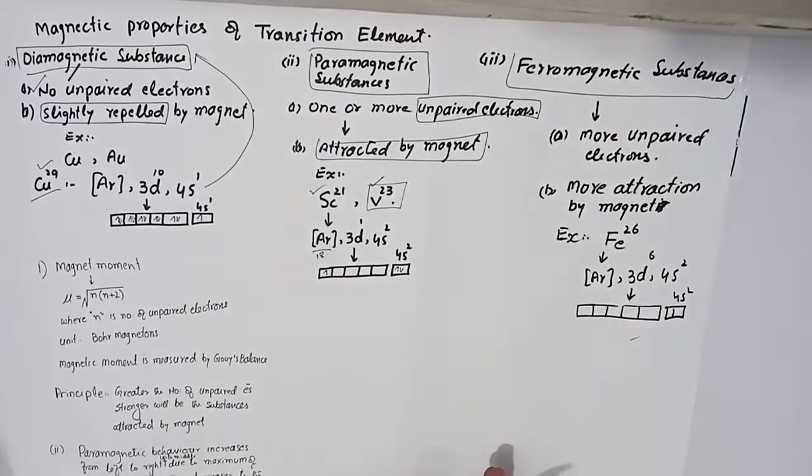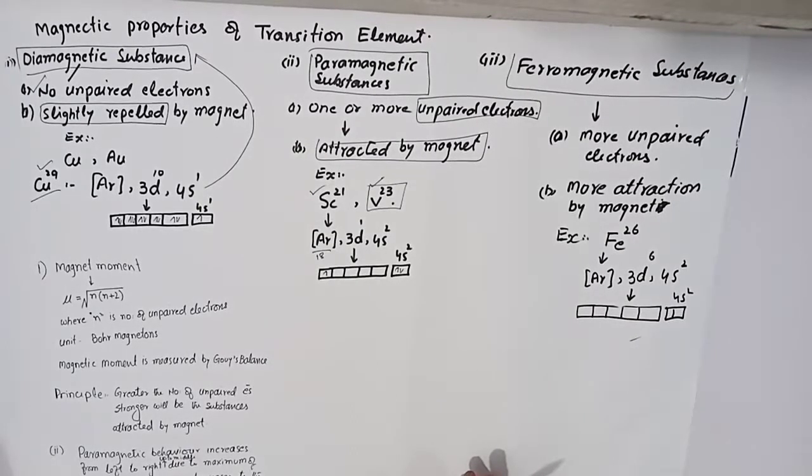Now come to ferromagnetic substances. These substances have more unpaired electrons and are more strongly attracted by a magnet. For example, iron. There are 4 unpaired electrons and it is strongly attracted by a magnet. So this condition is called ferromagnetism, and the substance is called a ferromagnetic substance.